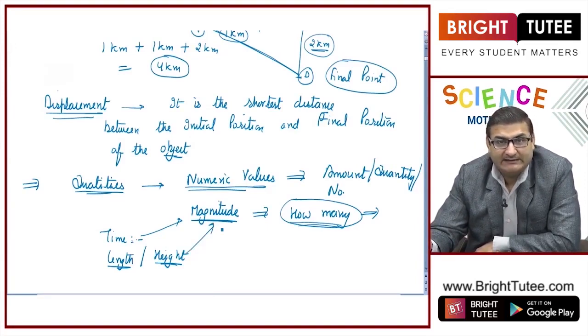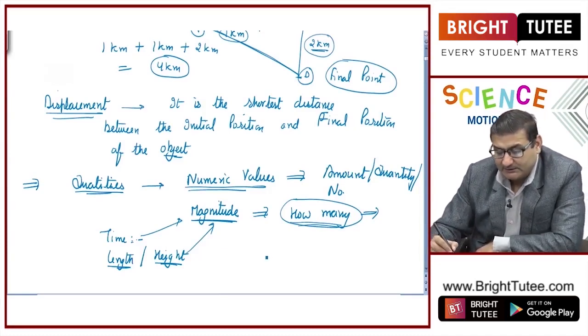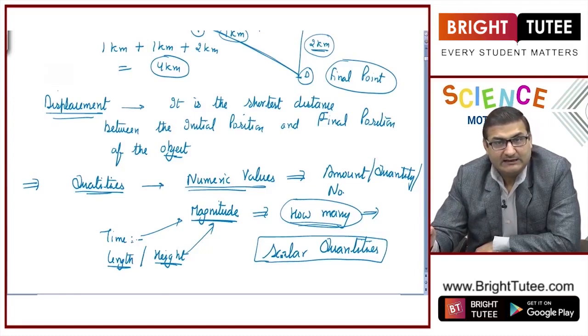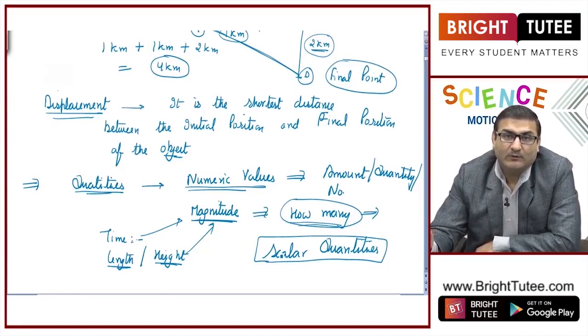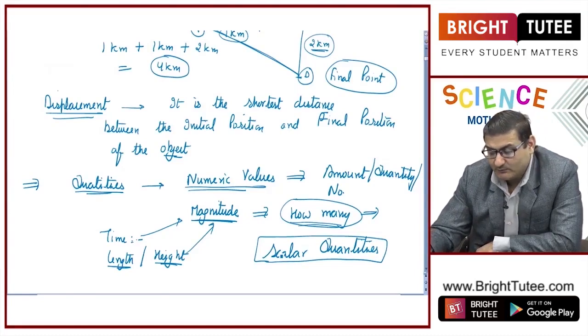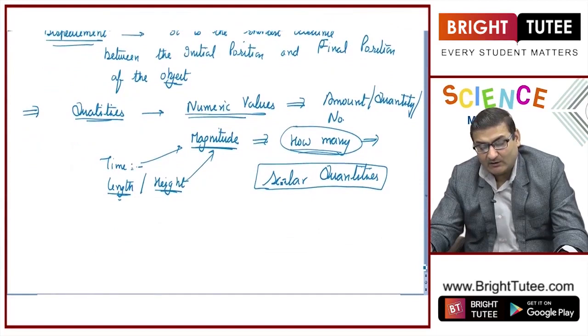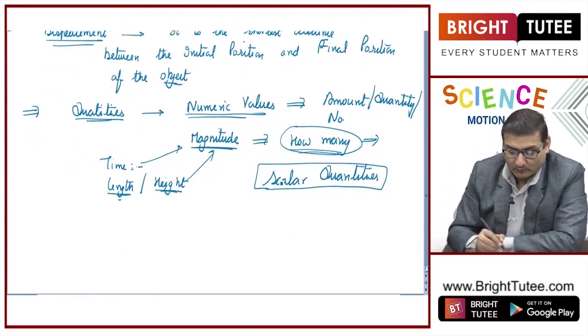All such quantities which have got magnitude, we term these quantities as scalar quantities. So what are scalar quantities? These are the quantities which have magnitude. They are known as scalar quantities. Got it?